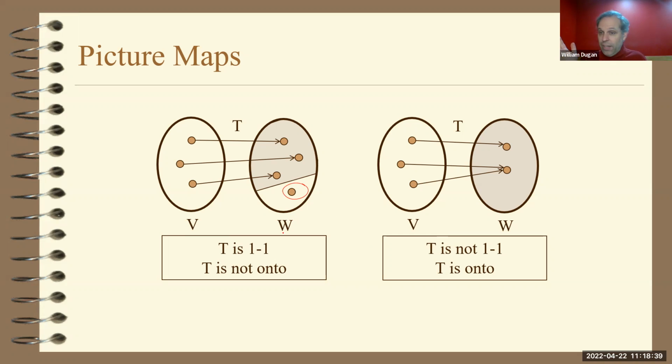The second picture I gave you is an example of a transformation that is not one-to-one, but it is onto, because every vector in W is the image of something from V. But it's not one-to-one because there are two different vectors in V that get mapped to the same thing. You can't have that. Different vectors have to get mapped to different things if it's one-to-one.